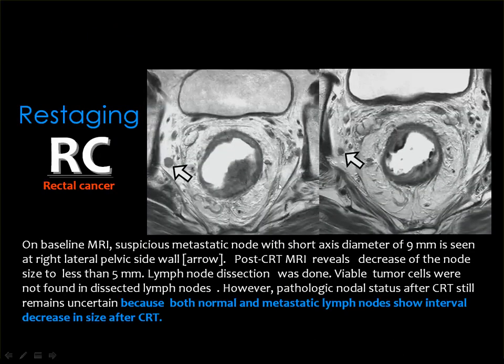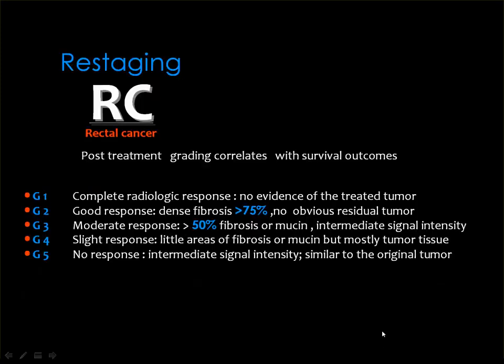And this is another example, an extra mesorectal lymph node and the tumor. Then after therapy, you got regression of the size of the node as well as regression of the tumor itself. Then this is provided grading to correlate with the possible survival outcome of the patient.